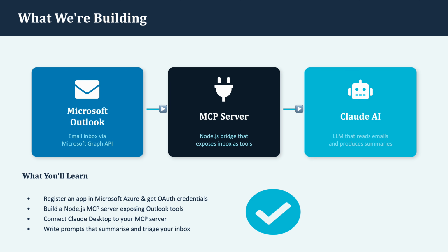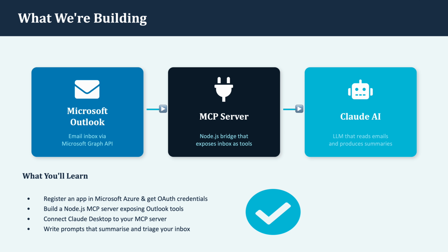Here's the architecture of what we're building. 3 components: Microsoft Outlook, an MCP server, and Claude. Outlook holds your emails and exposes them through Microsoft's Graph API. The MCP server is a small Node.js app we'll write ourselves. It acts as a bridge, translating between Microsoft Graph and the MCP protocol that Claude understands.